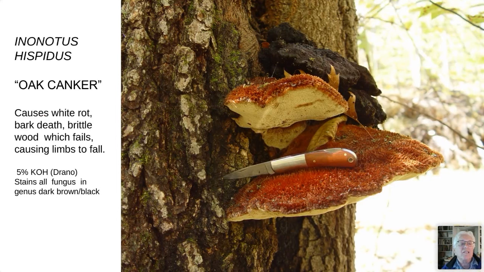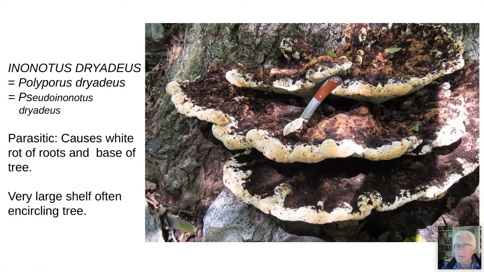Here's an Inonotus hispidus, also called an oak tank canker. It's another Inonotus. The whole genus, if you touch them with 5% potassium hydroxide, Drano, the flesh will turn very black. Age will do that too. And you see here, this was the fresh one, has a beautiful rusty brown hair on the top, this beige yellow on the bottom. And when it gets old and dies, it has this black look to it. It could be mistaken for chaga. It's called oak canker, a serious disease of oak trees.